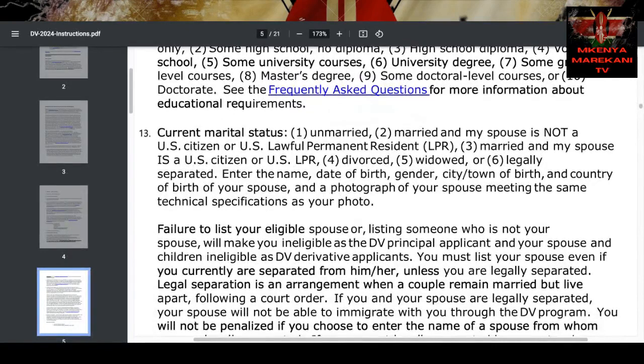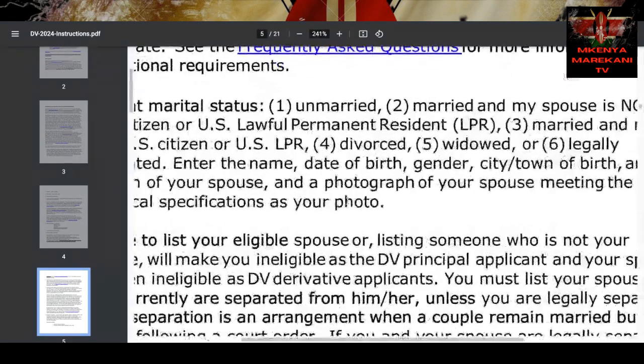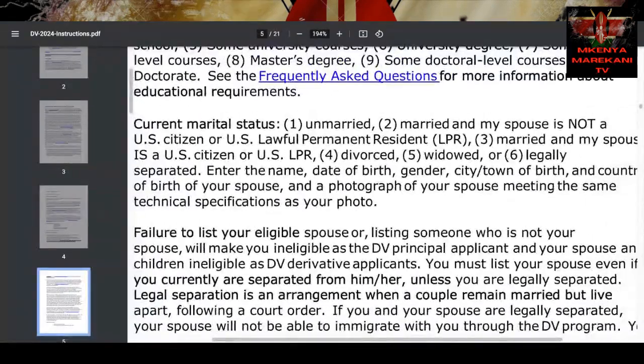And then current marital status. Number 1 is unmarried. Basically you are single. I don't know why they are using complicated words here. Unmarried is you are just single. You are kimudu, umesimama tu peke yako.